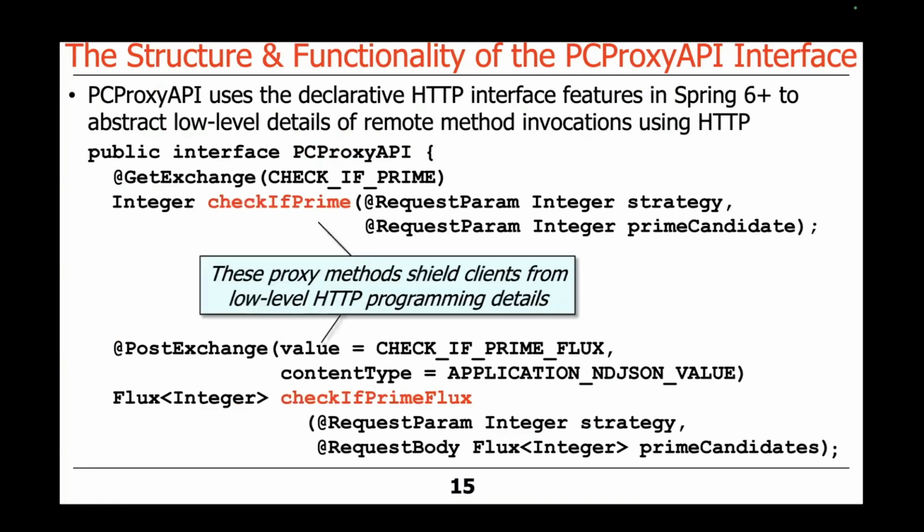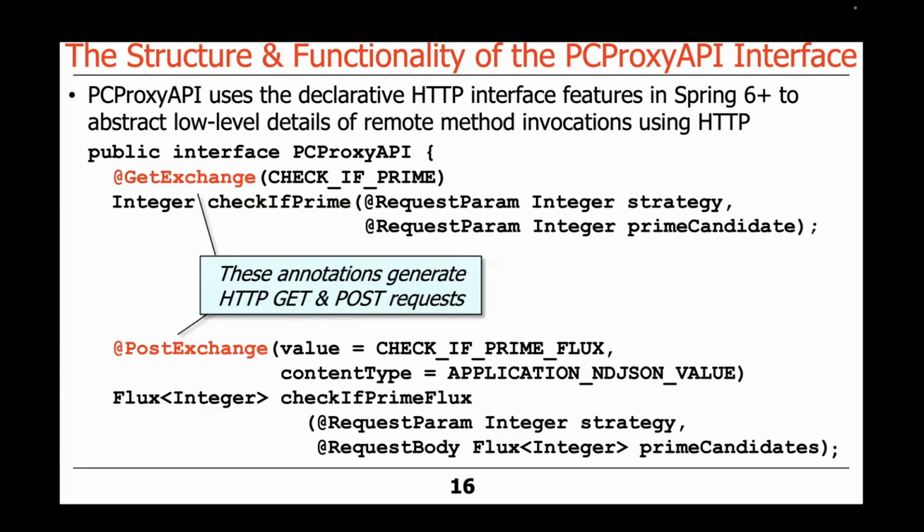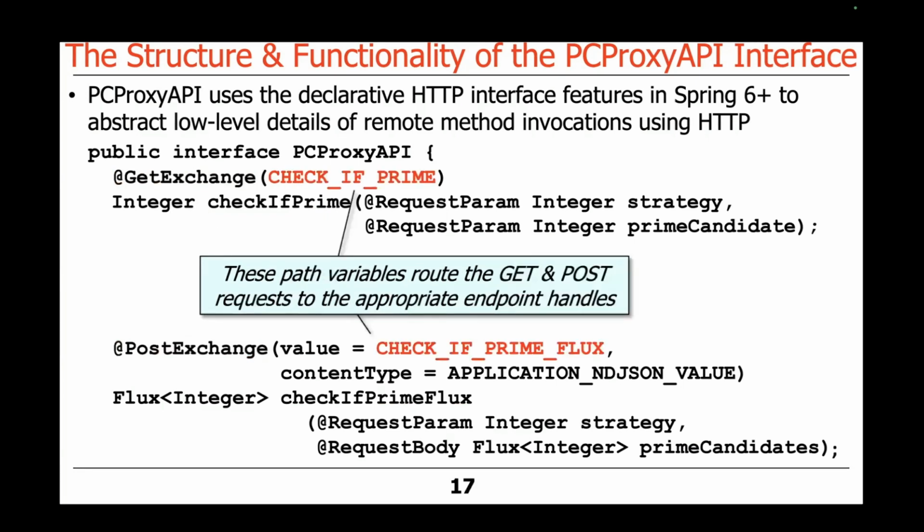So this is an interface. We define two methods, checkIfPrime and checkIfPrimeFlux. These shield the client from details of low-level programming. We put the appropriate annotation to generate either HTTP GET or HTTP POST requests. This is very similar to GetMapping and PostMapping. It's just called GetExchange and PostExchange. We put in the path variables that will route the GET and POST requests to the appropriate endpoint handlers.